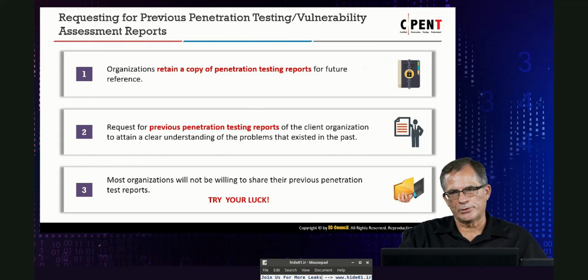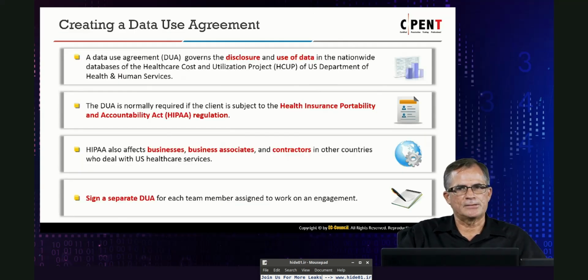Previous penetration testing and vulnerability assessment reports: you're probably not going to get them, but you can at least try. It does help if they actually have them available and can give them to you. This actually works pretty well. Create a data use agreement, whether it's HIPAA or whatever we're doing, and make sure you sign this data use agreement to protect any information if you run into information that's protected under one of these standards, like in this example, HIPAA, the Health Insurance Portability and Accountability Act. All these are different things you want to consider.